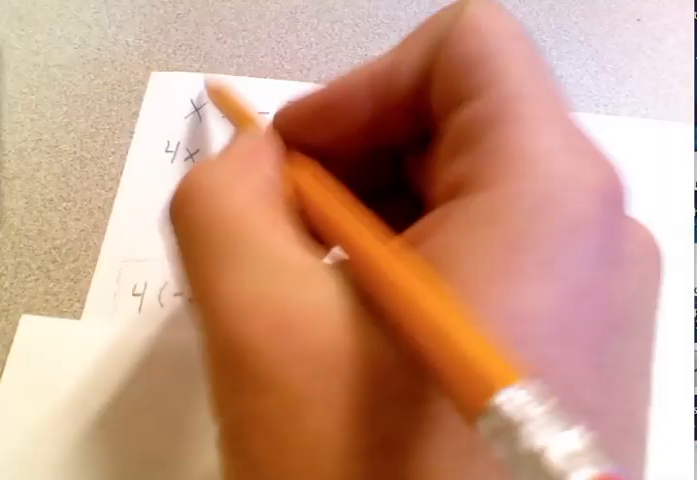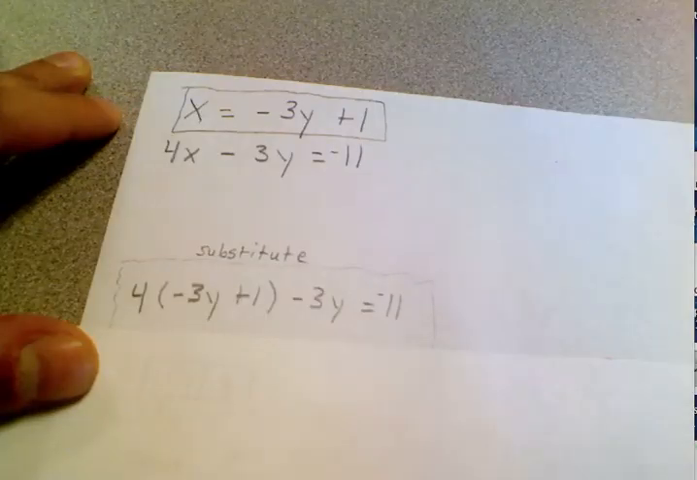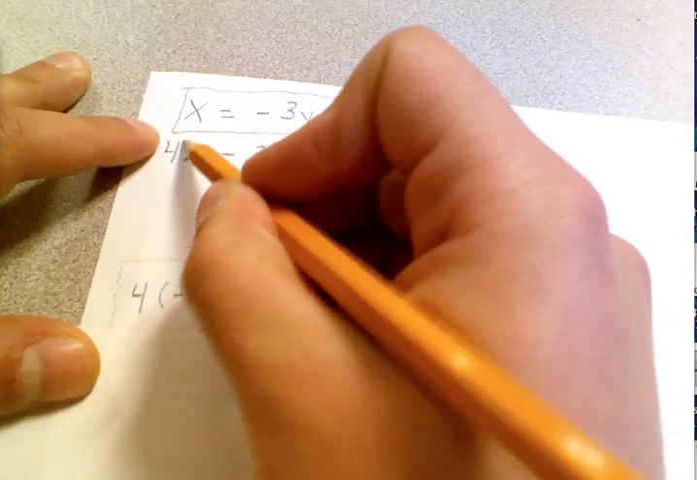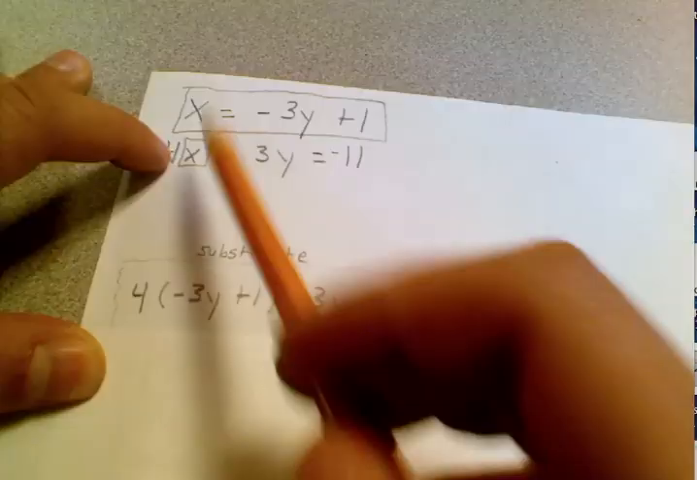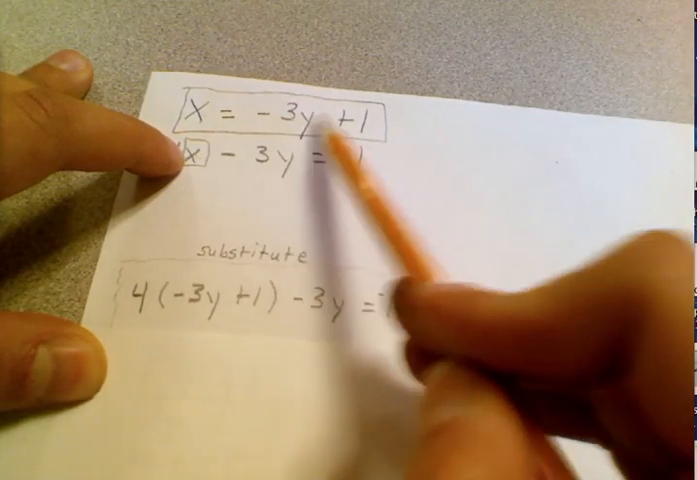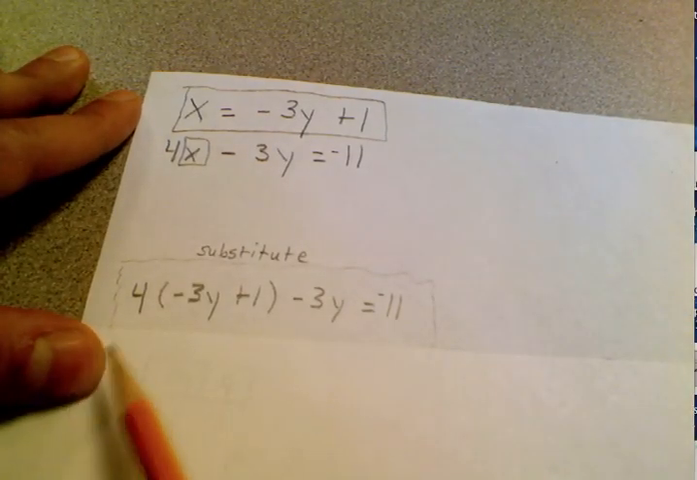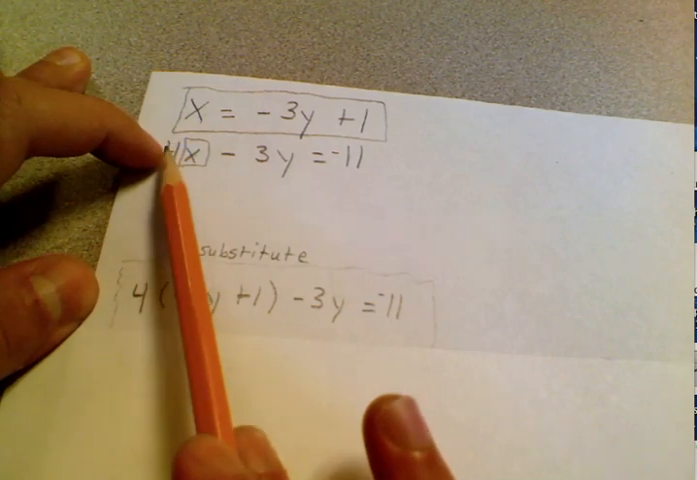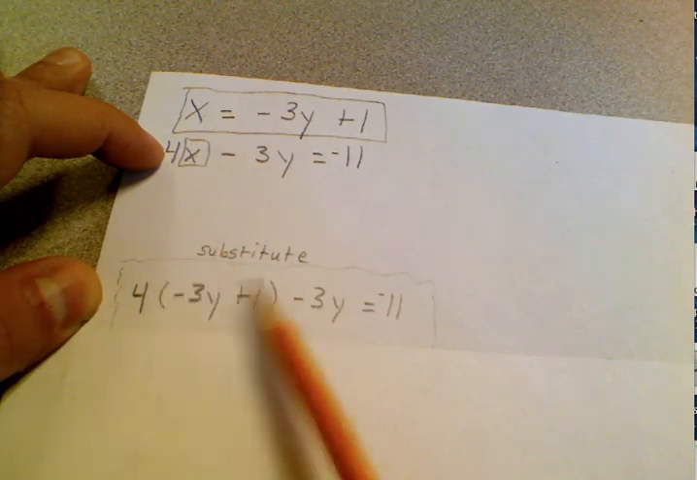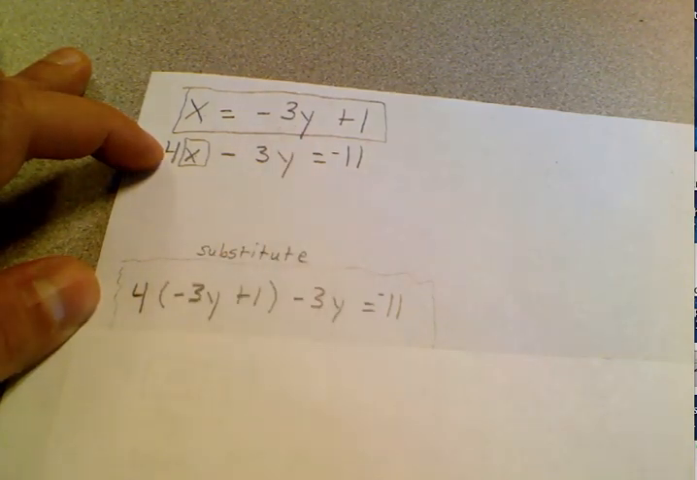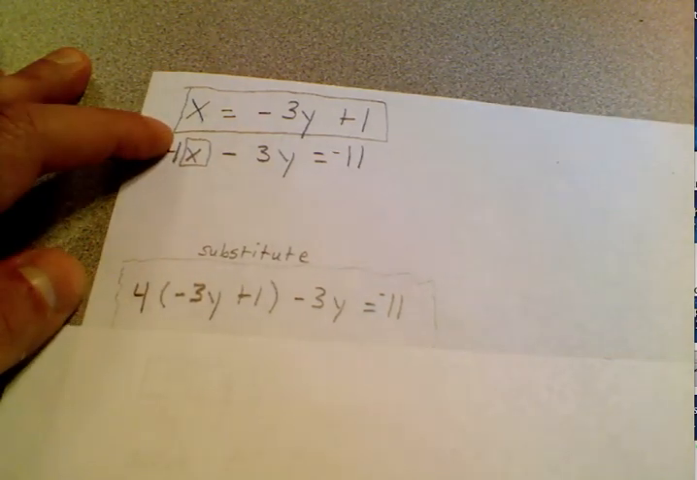So if I look here, I'm going to, again, place a rectangle right around x equals negative 3y plus 1. And then I'm going to put a box around my x here. I know now that I can replace x with negative 3y plus 1 because that's what x is. All right? So take a look at my substitution step right now. Again, this means 4 times x, so I'm going to take 4 times, and that's why I put parentheses around negative 3y plus 1, because that's what x is. Minus 3y equals negative 11.